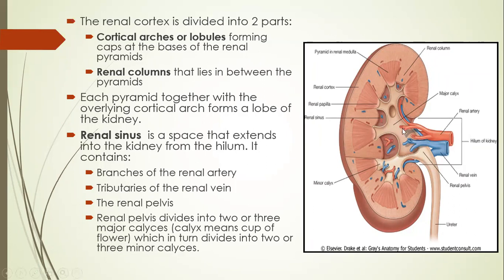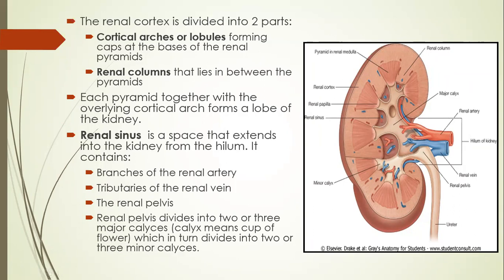Here are the branches of the renal artery. This is the renal artery and its branches are here. Then we have the tributaries of the renal vein. These are the renal veins and these are small branches. Branches of the veins are called tributaries. Then we have the renal pelvis, here. All these are present within the renal sinus.